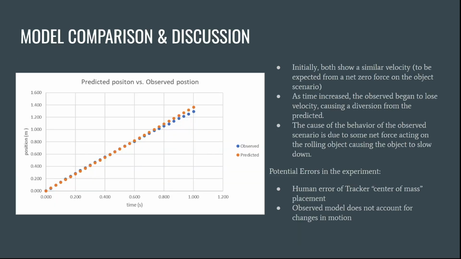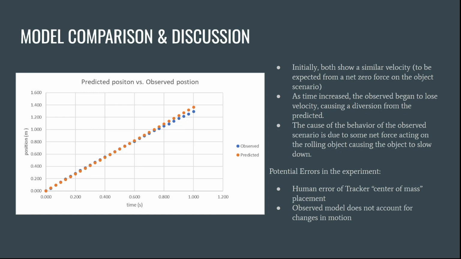Making a plot comparing the observed and predicted models of the rolling object, we see that initially both have similar velocities. However, as the time progresses, the observed position starts trailing off downwards. This was caused mostly due to forces acting upon the object in the opposite direction, making it slow down.